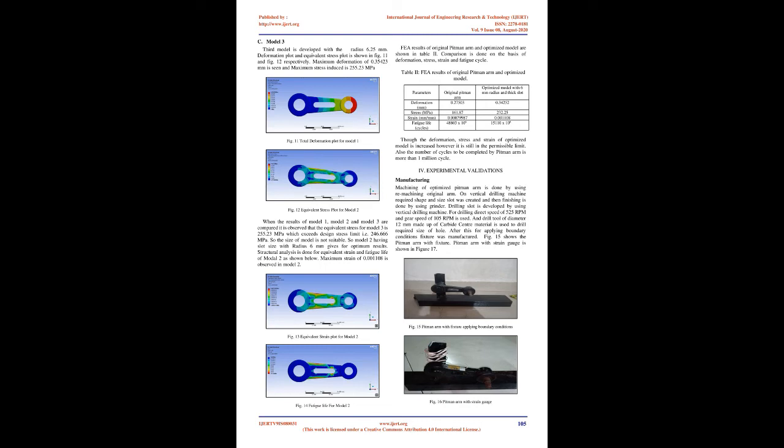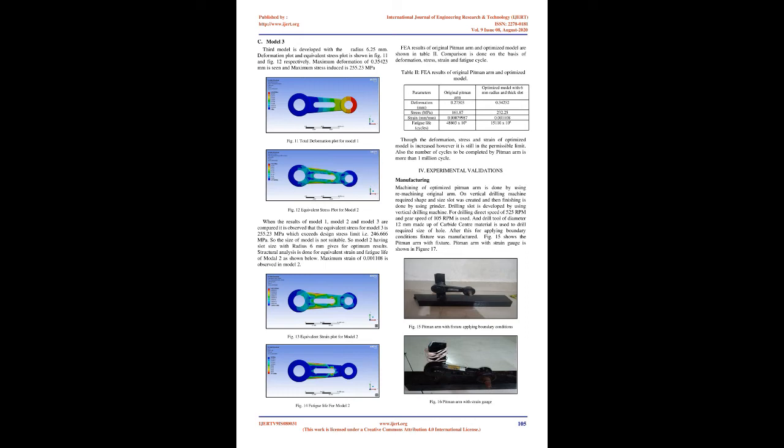For experimental validation, manufacturing: machining of the optimized Pitman Arm is done by remachining the original arm. On a vertical drilling machine, the required shape and size of slot was created, and then finishing is done using a grinder. The drilling slot is developed using the vertical drilling machine. For drilling, a direct speed of 525 rpm and a gear speed of 105 rpm are used, and a drill tool of 12 mm diameter made of carbide material is used to drill the required size of hole. After this, for applying boundary conditions, a fixture was manufactured. Figure 15 shows the Pitman Arm with fixture. The Pitman Arm with strain gauge is shown in Figure 17.